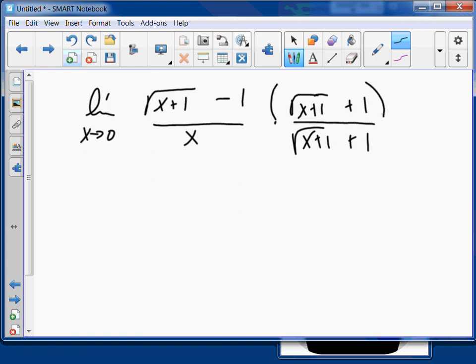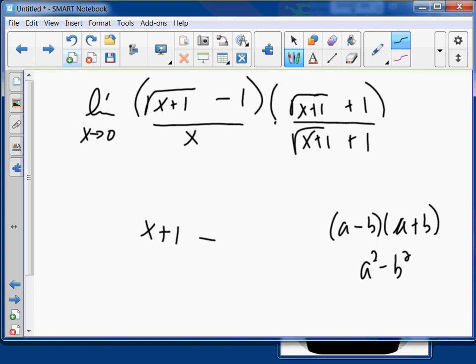Now, in the numerator, when you multiply conjugates, a minus b times a plus b, what does this turn into? A squared minus b squared, because the outside and the inside terms cancel. So what's a in this problem? A squared would be x plus 1, minus, what is b squared? 1. All over x times the square root of x plus 1 plus 1.